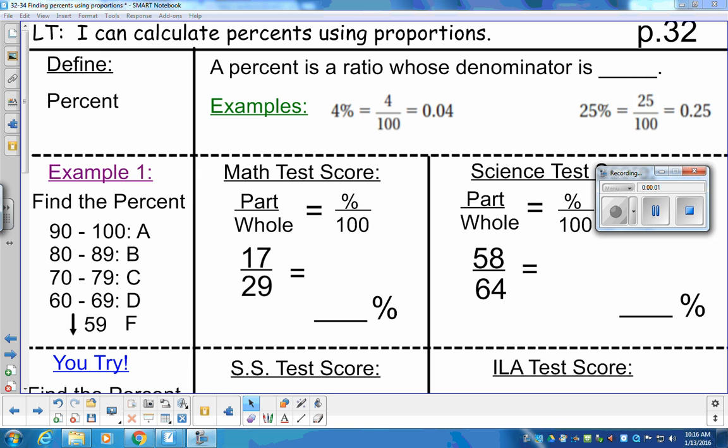So 7th grade, our learning target today is I can calculate percents using proportions. You should be on page 32. So everybody should be on page 32.